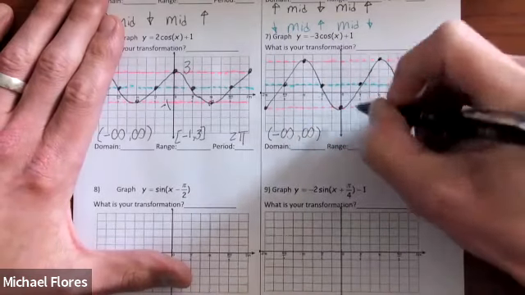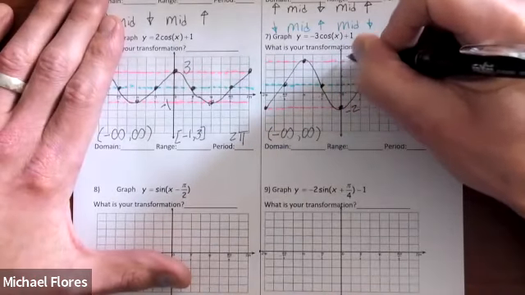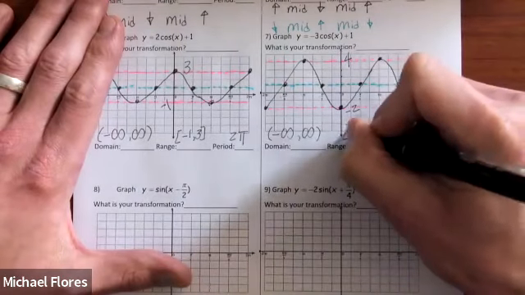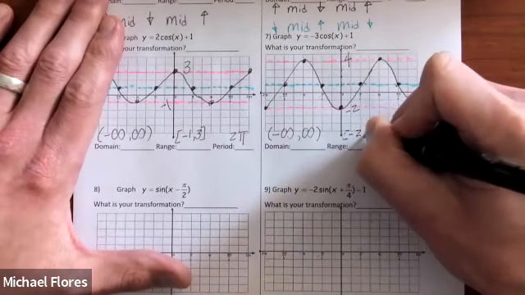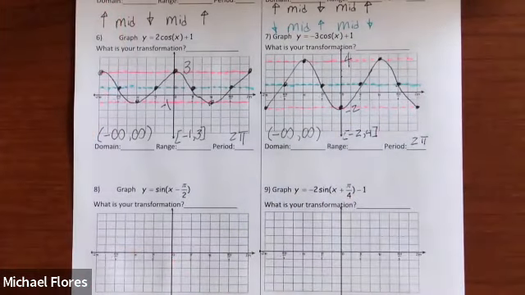Range looks like we're going through -2. We are going through +4. With a period of 2 pi.